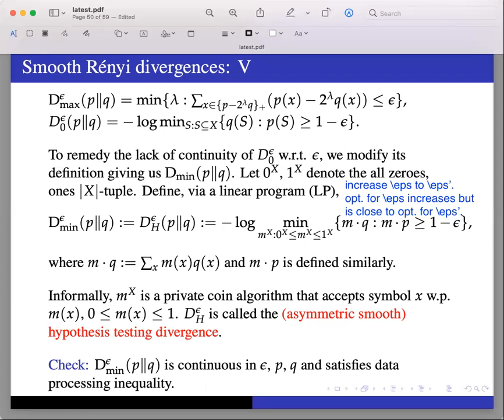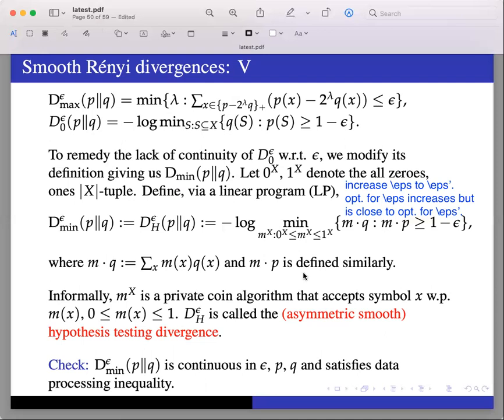Just to be sure, here m is a 0, 1 vector on the support of x, right? 0, 1 means each coordinate is between 0 and 1. Maybe you thought earlier that each coordinate is either 0 or 1. No, each coordinate is between 0 and 1. That is important for the continuity.